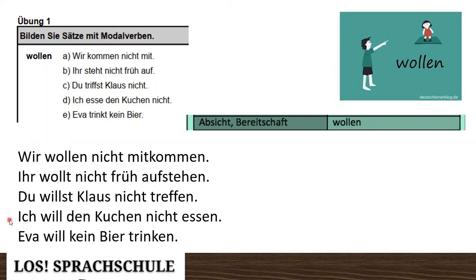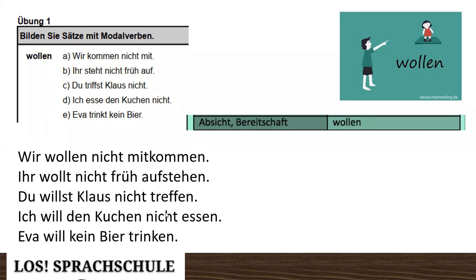Ich will den Kuchen nicht essen. I don't want to eat the cake. Eva will kein Bier trinken. Eva doesn't want to drink beer.